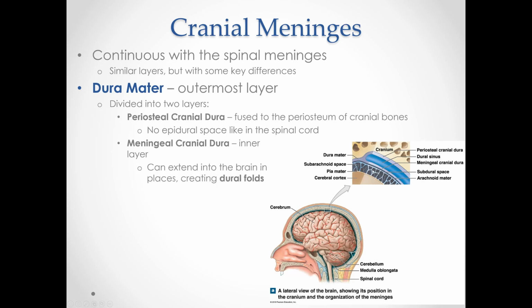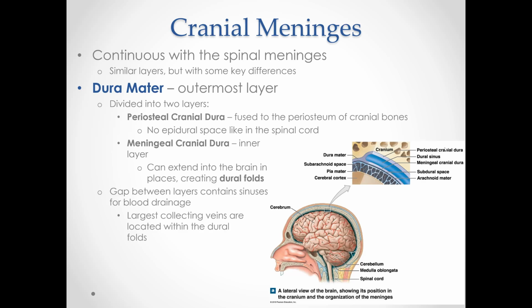So the meningeal layer can actually extend down into the brain in places, and it creates these structures called dural folds. And there are 3 major dural folds, although we're not going to cover those this semester. And then there is a gap between the 2 layers, and this gap is a sinus. So this is called the dural sinus, and this is a place where blood is drained from the brain as well as CSF. The largest collecting veins are located within the dural folds, and we'll mention those in a bit when we talk about recycling CSF and the blood supply to the brain.